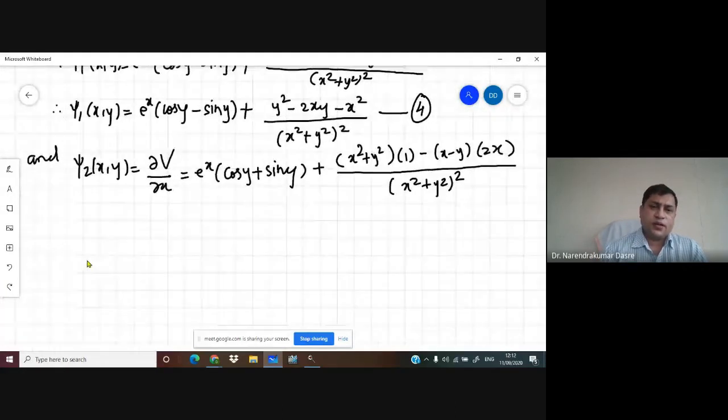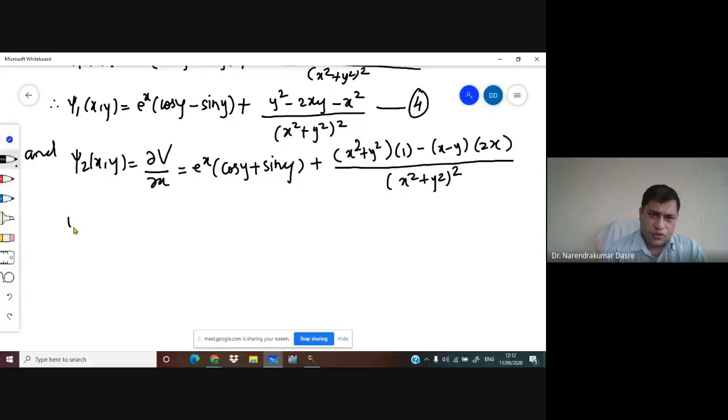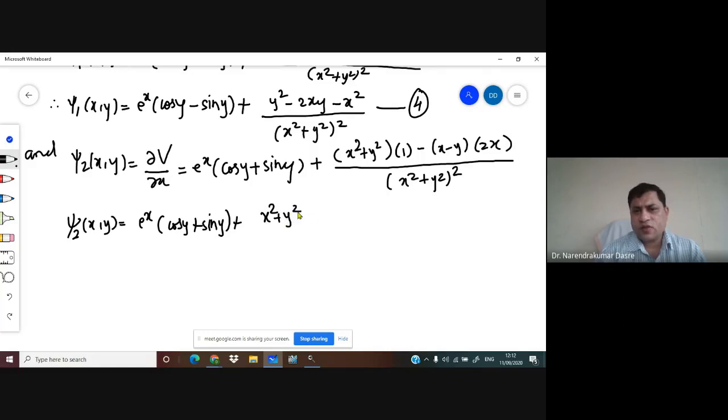Now, what do we get here? We get psi 1 of xy is equal to e raised to x cos y minus sin y plus y square minus 2xy minus x square upon x square plus y square bracket square. So this is equation 4.